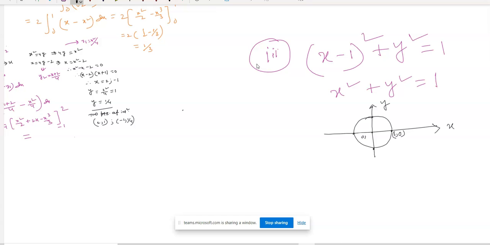This point is (0, 0). This is your duty to label the diagram in this manner always. (-1, 0), (0, 1). All of you can see that.